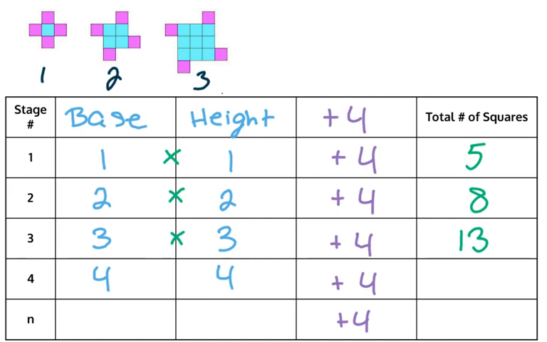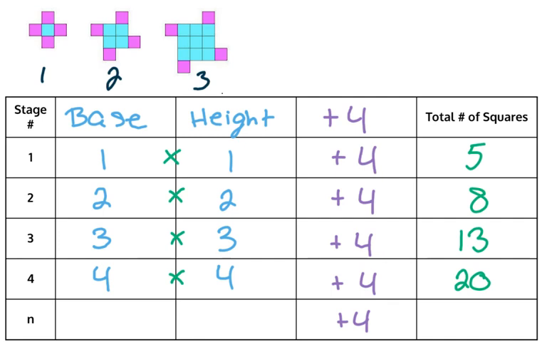Now, although we don't have stage 4 pictured, we can assume that this pattern is going to continue, and we will test this in a second. But for right now, let's go ahead and predict the number of squares. So if my base is 4, my height is 4, I'm going to multiply those together to get 16, and add 4 to get a total of 20.